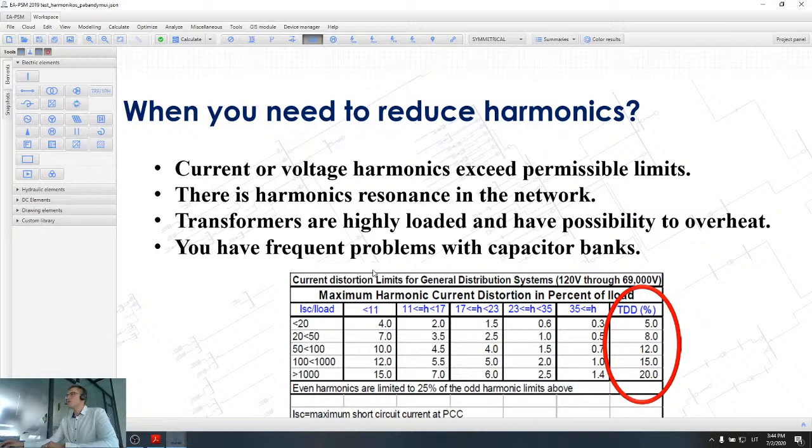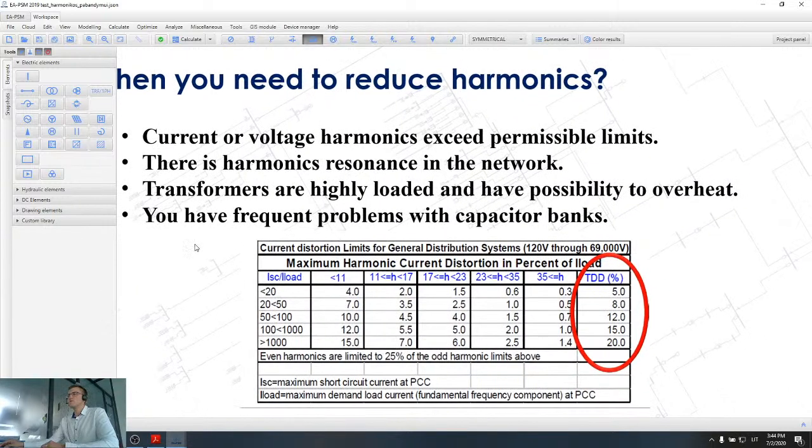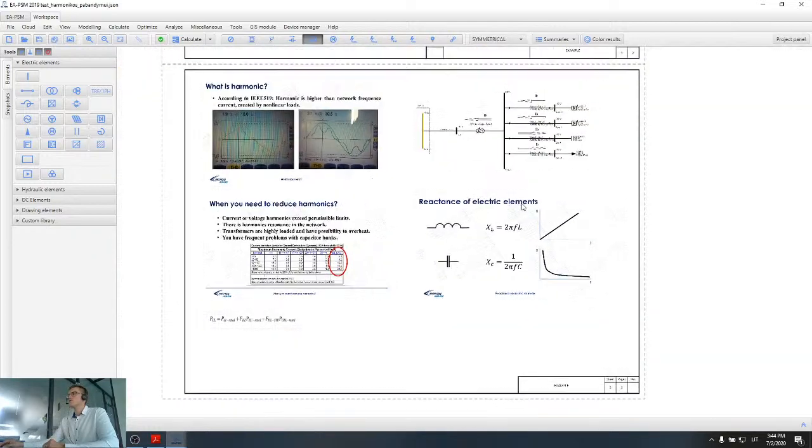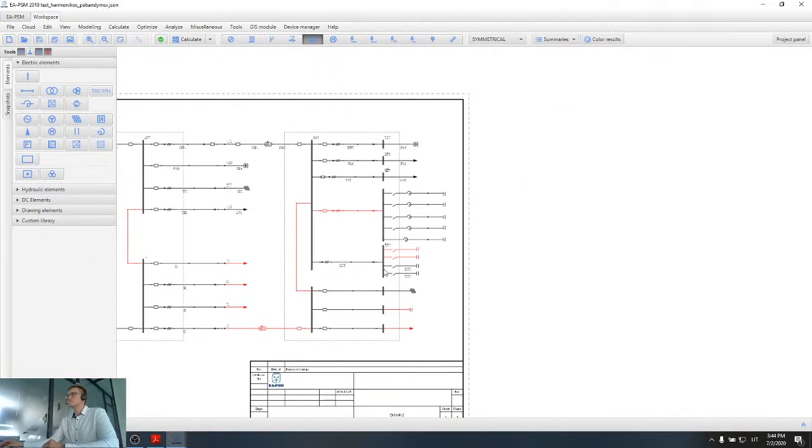One more possible reason why you have to change the way harmonics appear in the network is problems with the capacitor banks. If you have to change capacitor banks very frequently, again this is a problem, and you have to take actions to reduce the harmonics.